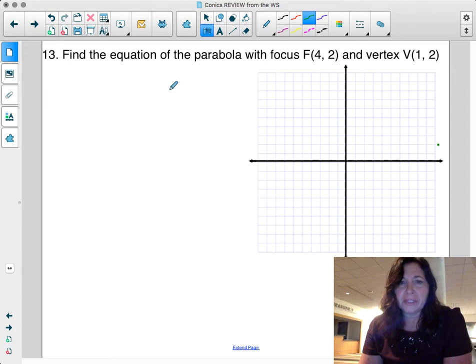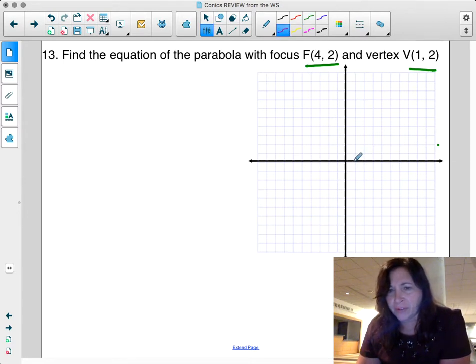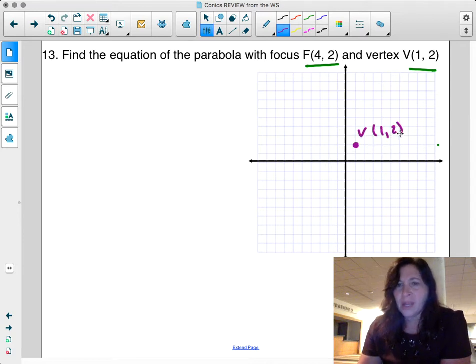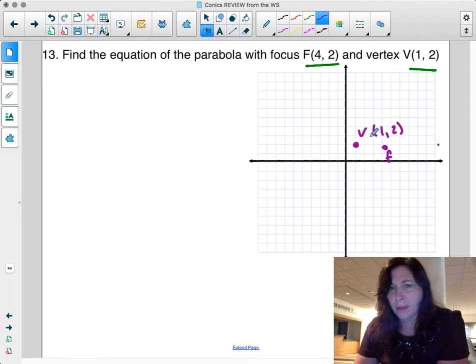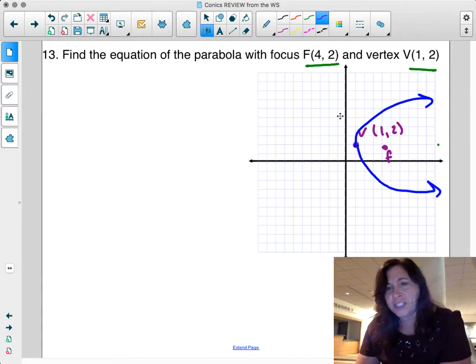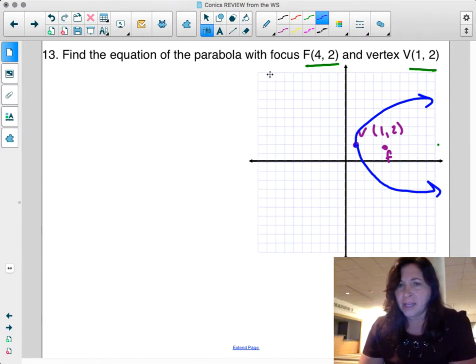For problem number 13, it says find the equation of the parabola that has this as a focus point and this as a vertex. So let's graph it first. If I were to graph my vertex, over 1, up 2, there's my vertex. My focus point is 4, 2. So 1, 2, 3, 4, 2. So this value here is my focus point. I know that my parabola is going to curve around my focus point. So it's going to look like this, okay?